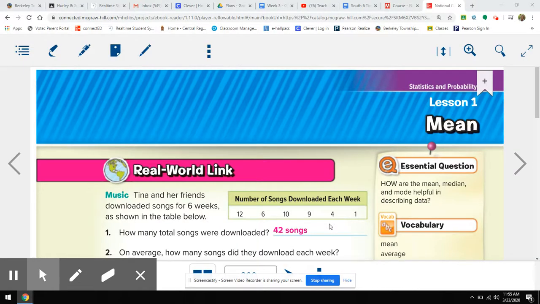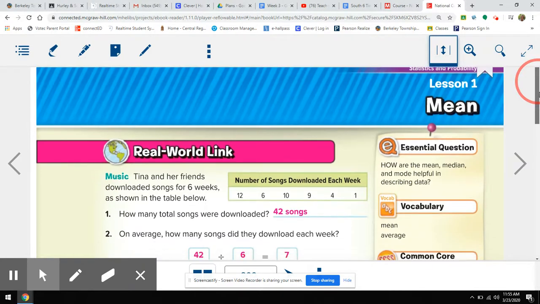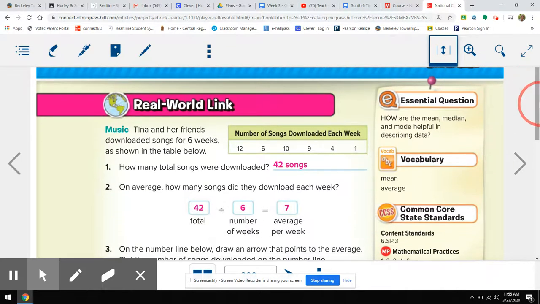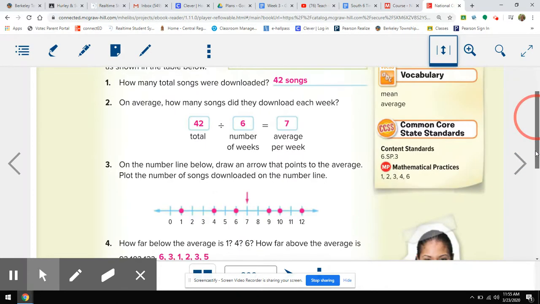Okay, so now let's take a look at how the answers came out, and you can check your own book. So if you take a look at the top here, if you added all of your songs and then divided it by 6, you should have 42 songs. On average per week would be 7 here. Make sure you labeled your answer there.